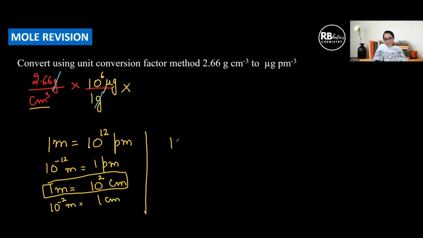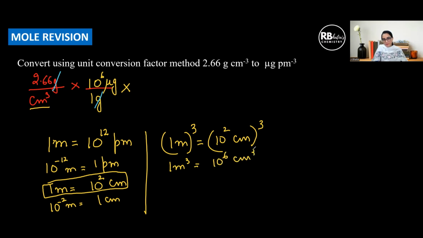If 1 meter is 10 to the power 2 centimeter and I make it cube on both the sides, I get 1 meter cube is 10 to the power 6 centimeter cube, or 10 to the power minus 6 meter cube is 1 centimeter cube. So I'm going to put here 1 centimeter cube and 10 to the power minus 6 meter cube. This conversion factor. Why? Because my purpose is to cancel off centimeter cube with centimeter cube. I have the answer in meter cube.